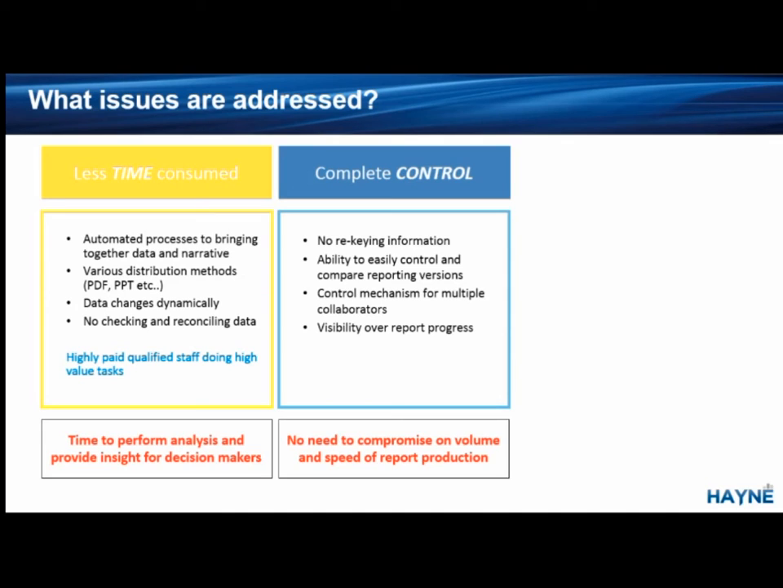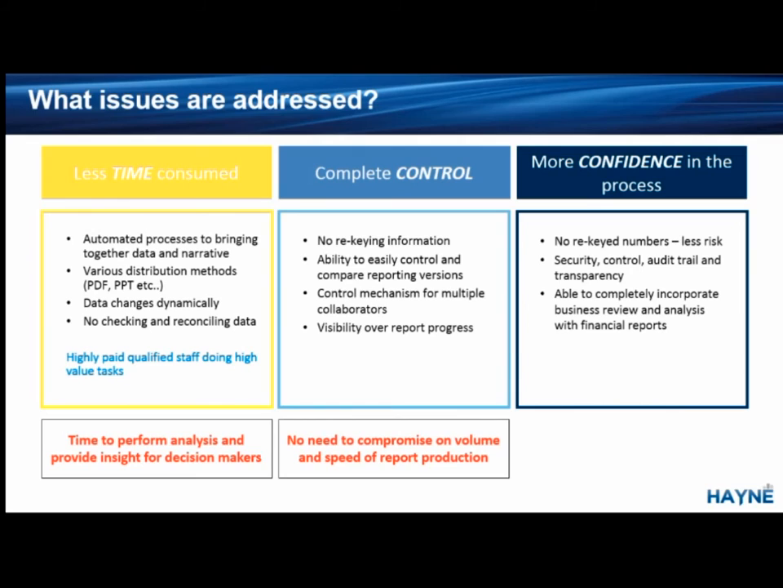So what comes from this is there's no need to compromise on volume of the report anymore. We can easily produce them, and the speed of that production can be increased. We've also got more confidence in the process. As we're not rekeying numbers, there's less risk of error, and we've got security, control, audit trail and transparency over the whole process. And we can now completely incorporate business review and analysis within financial reports. So we've now got a high level of confidence in the document and reduced risk.